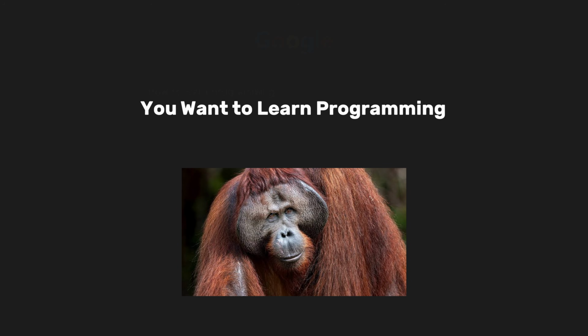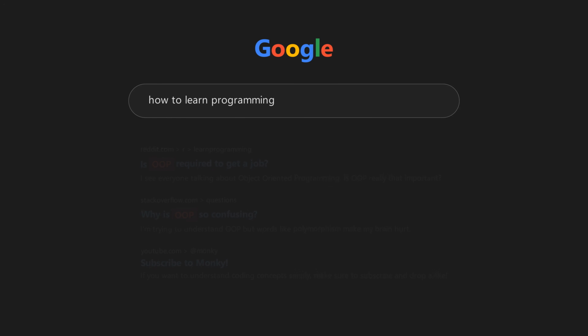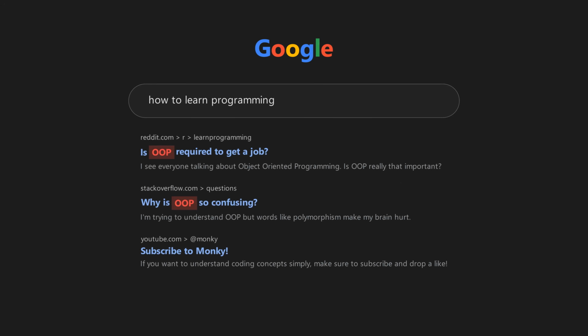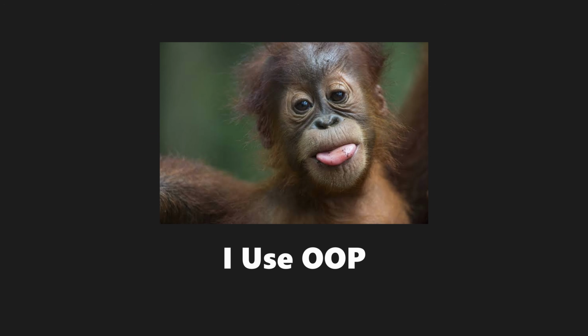You want to learn programming? How do you do that? You search the internet, and everybody is telling you to learn object-oriented programming. Every programmer you meet is talking about object this, object that, objects, blah, blah, blah. So you ask, what the hell is object-oriented programming?